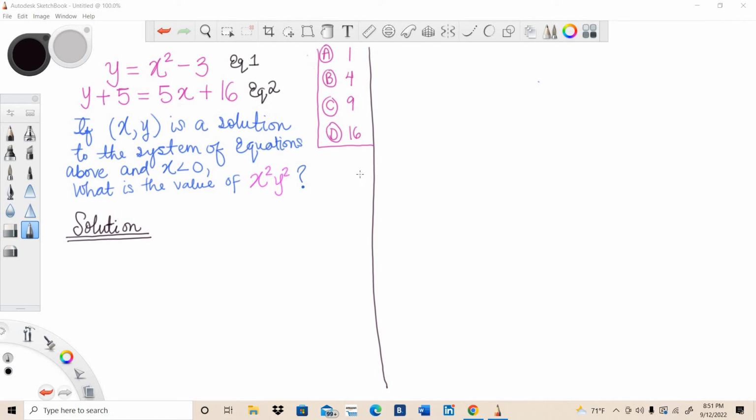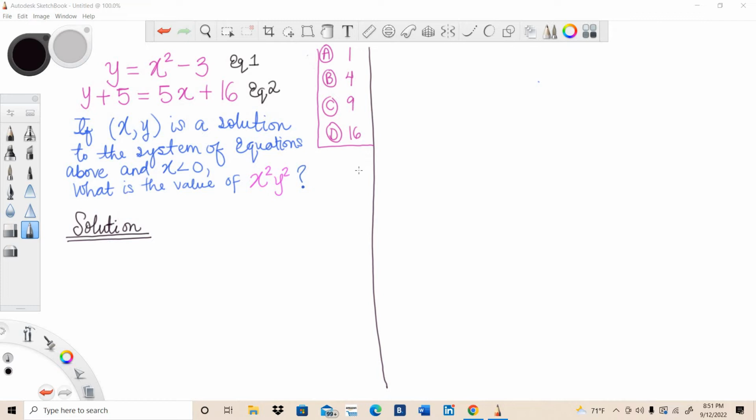Peace be upon everyone. So today we're going to be continuing the series on hard SAT math questions, and we're given question 2 of the series, which is y equals x squared minus 3 and y plus 5 equals 5x plus 16. If (x, y) is the solution to the system of equations above and x is less than 0, what is the value of x squared y squared?